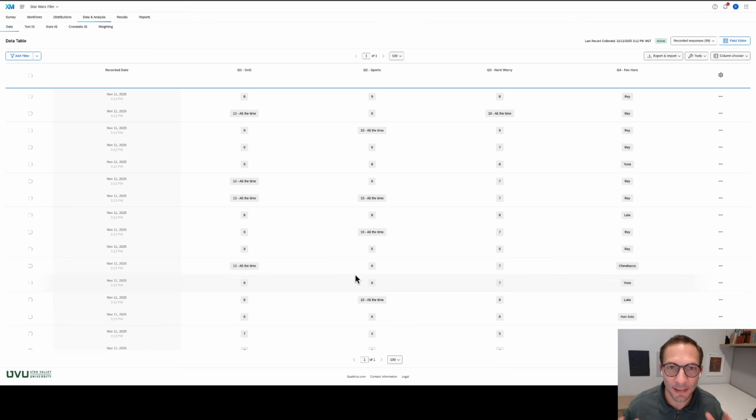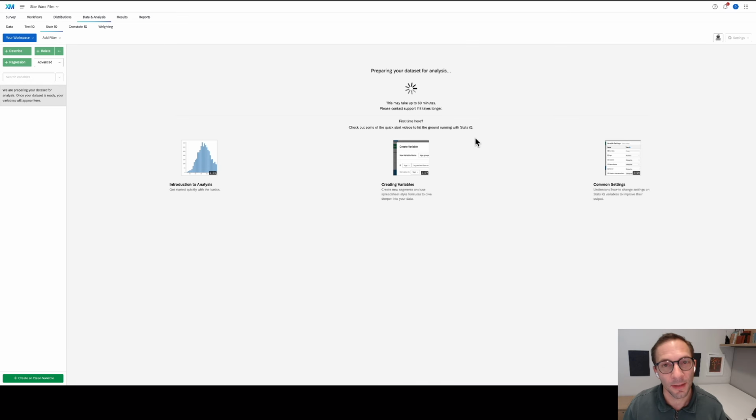Now that I see that, I'm going to click Stats IQ. I'm not going to click Stats IQ until everything's loaded, because Stats IQ is very, very slow at updating. So now that everything's there, I don't have any data to update anymore. Now I'm going to click Stats IQ and then give this a few minutes to load.